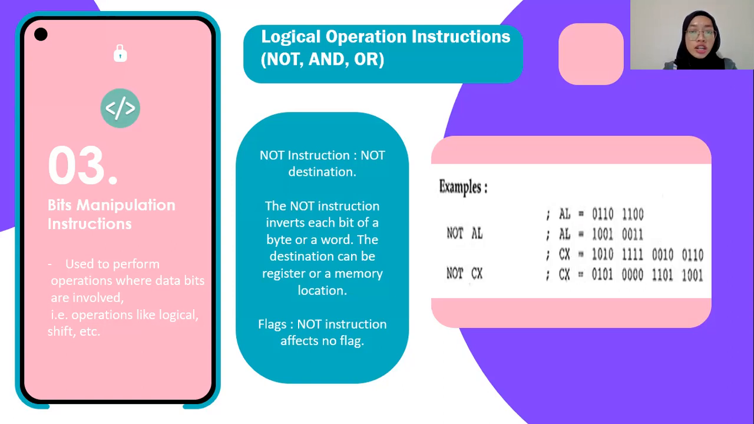So for the NOT instruction, NOT destination, the NOT instruction inverts each bit of a byte or a word, and the destination can be a register or a memory location. As for flags, the NOT instruction affects no flags at all. The example is as follows.